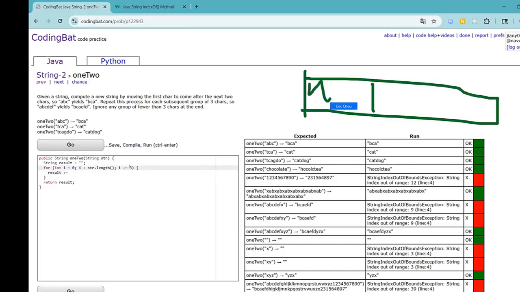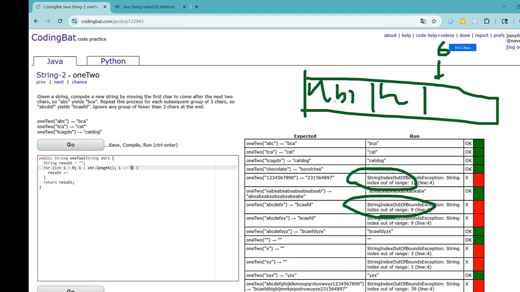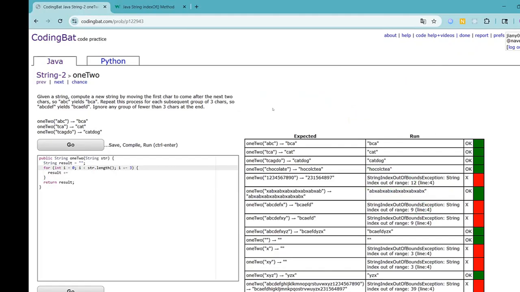It's 3 letters ABC, 3 letters ABC, and then here the last 2 letters, what will happen? Your problem right here is actually when i equals 6, you have a problem. No, i equals 3 is okay.